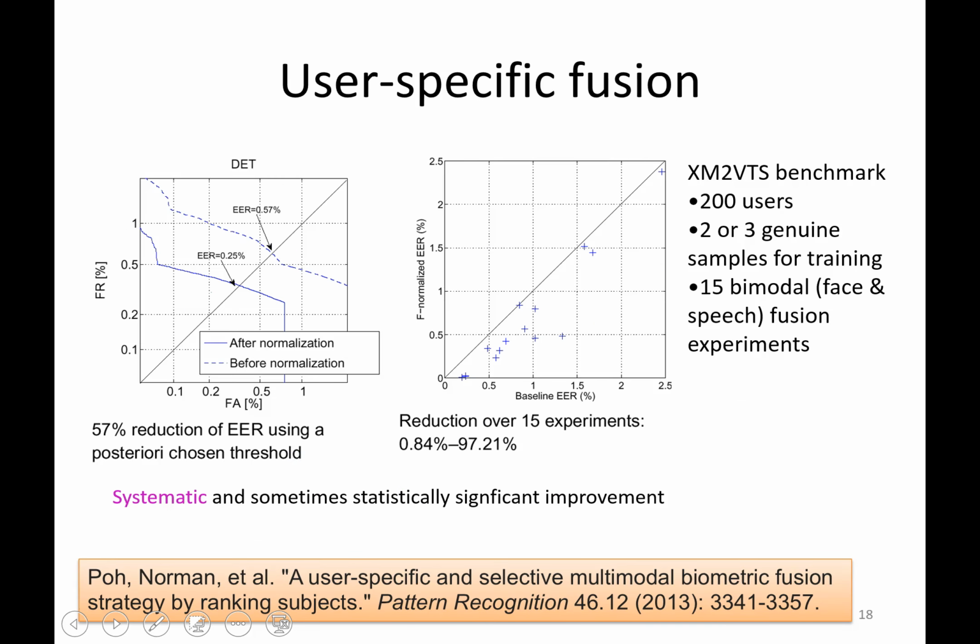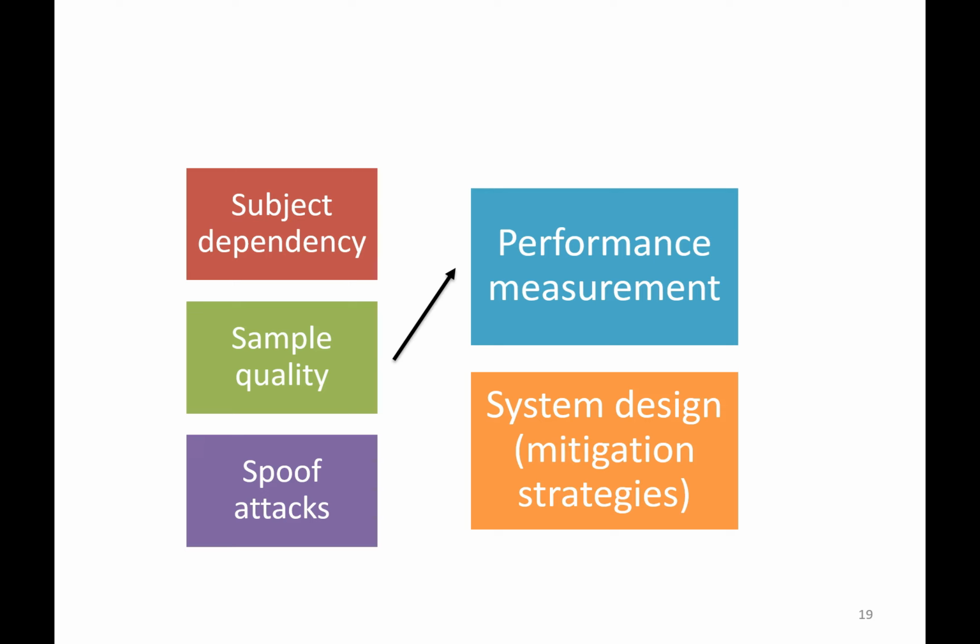The improvement for one particular system could be that the error rate originally is 0.57%, and then we can actually halve the error just by doing that in a multimodal system. That's user-specific fusion, and we ran 15 experiments and showed that this approach can be quite effective. So that's the mitigation strategies.